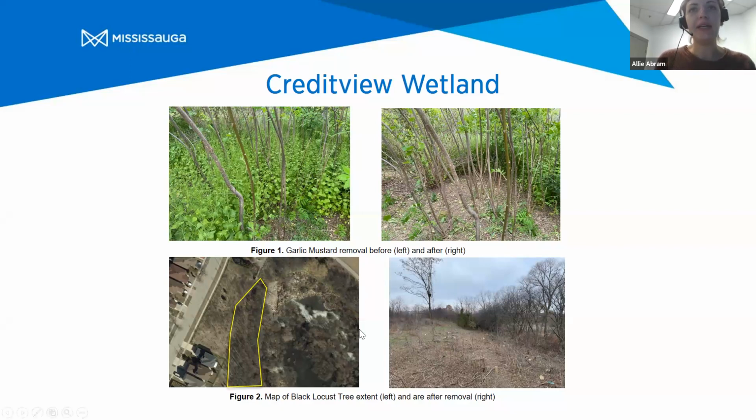On the bottom row of photos here, what I'm showing is a population of black locust, which is an invasive tree. And if you're looking at the bottom left-hand photo, you can see that I've kind of drawn the polygon around where the trees were in the wetland. And then on the right-hand side, you can see what it looks like when they're gone. And that happened last winter. This year, we have been working on retreating some of the sprouts that have popped up.